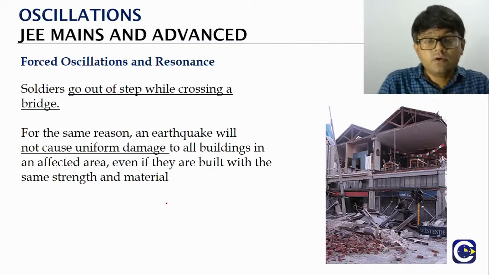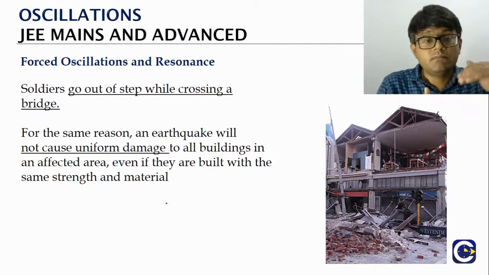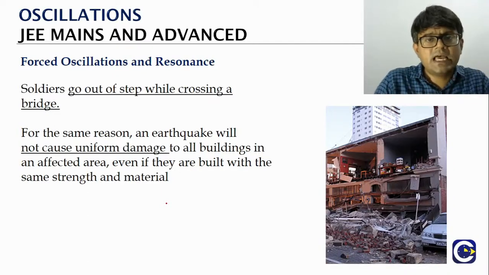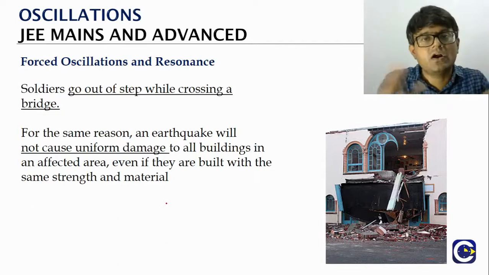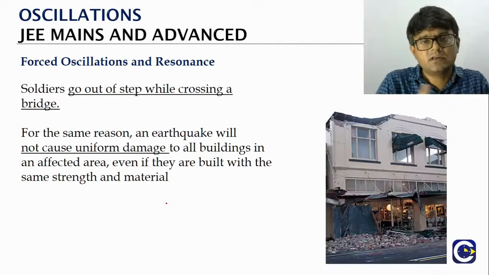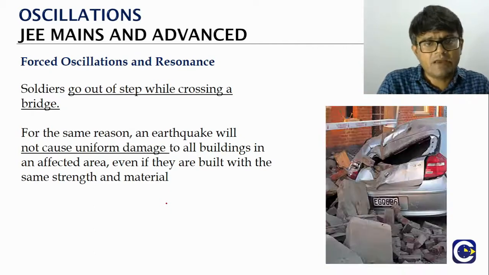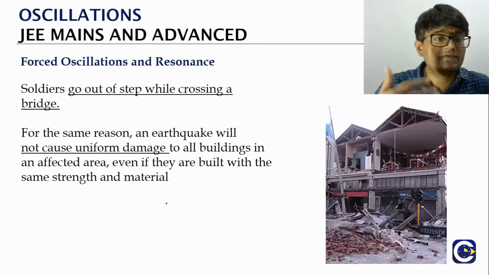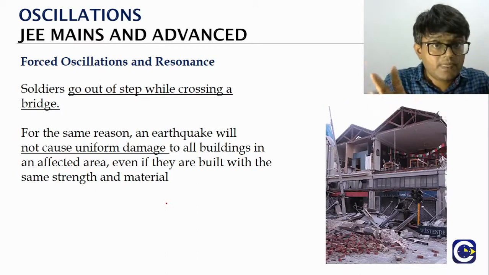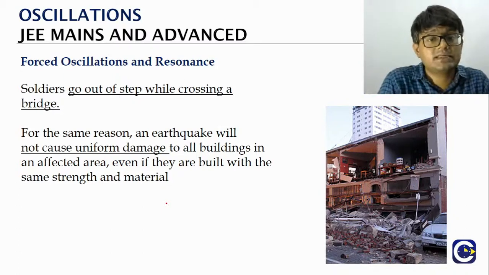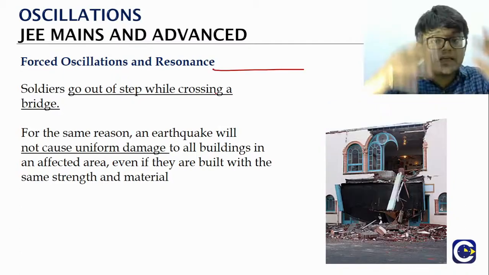Now, if you look at soldiers marching on a bridge, every bridge or construction will have its natural frequency, which depends upon, as I said, a lot of factors: the material using which the bridge is made, what kind of connections it has, and so on and so forth. When they are marching at a frequency which coincides with the natural frequency of the bridge, then the bridge will start basically vibrating with a higher amplitude.